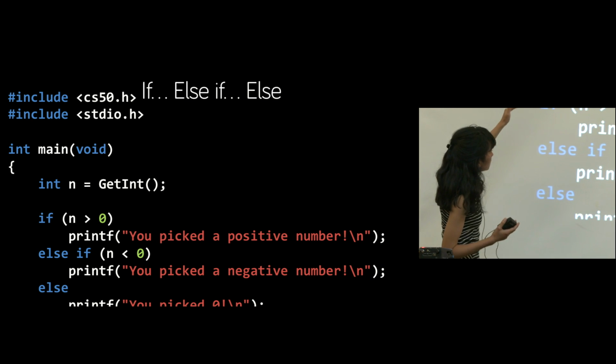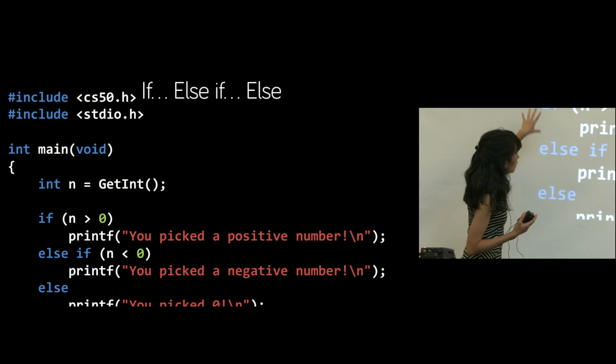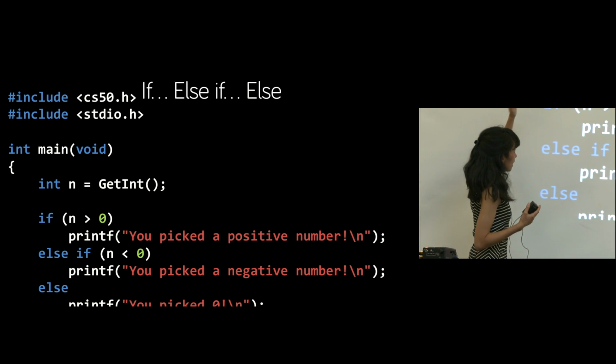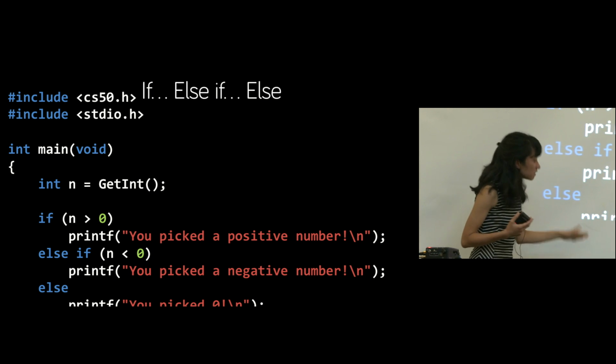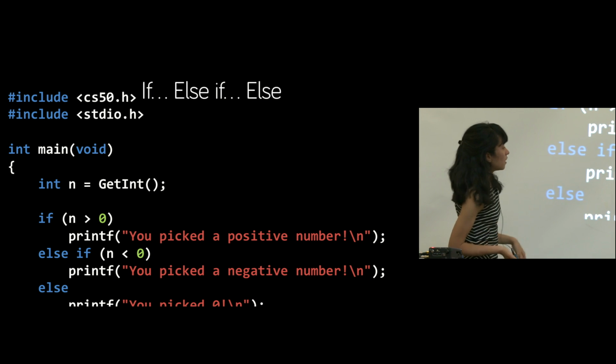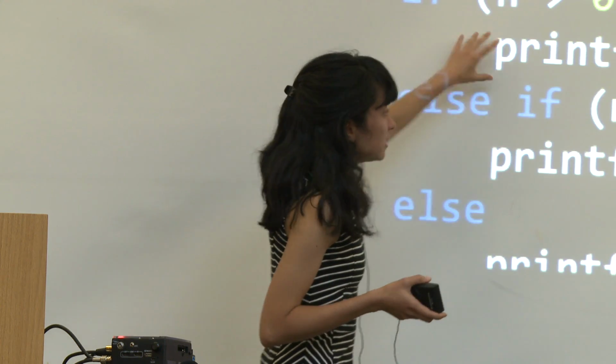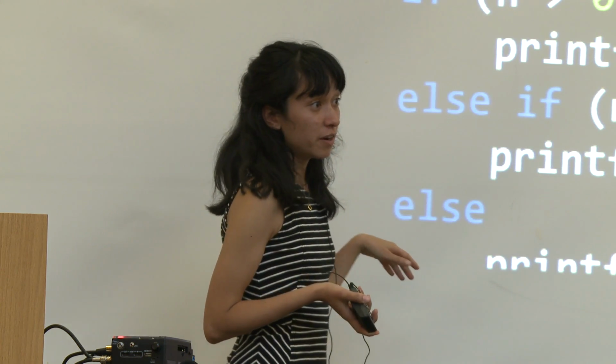Now, the interesting thing is that this could go on forever. You can have an if block, an else if block, another else if block, else if, else if, else if, else, basically as long as you want. And when constructed like this, these are all going to be exclusive of each other.